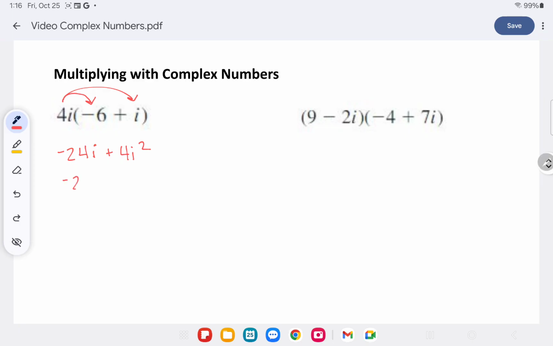So really, this is negative 24i plus 4 times negative 1. And 4 times negative 1 is negative 4. So our real component is negative 4. And remember, we write the real component in front. And our imaginary component is negative 24i.